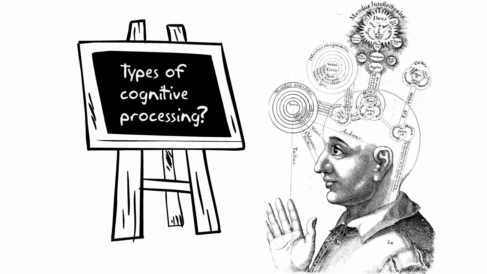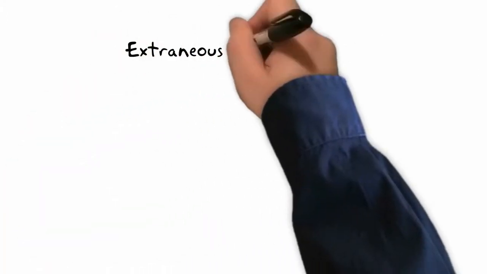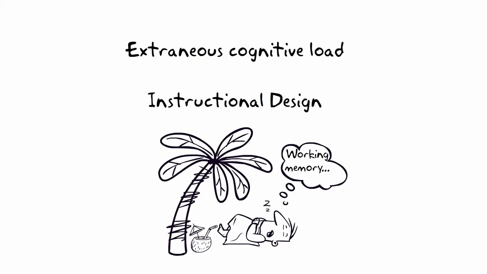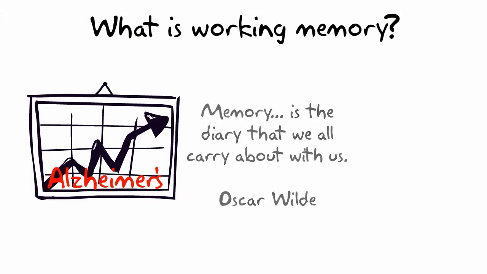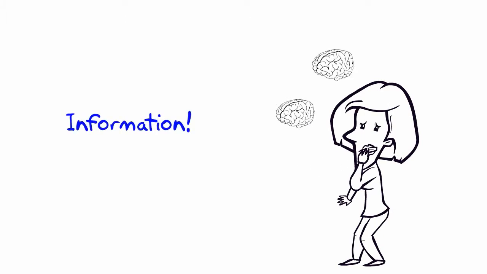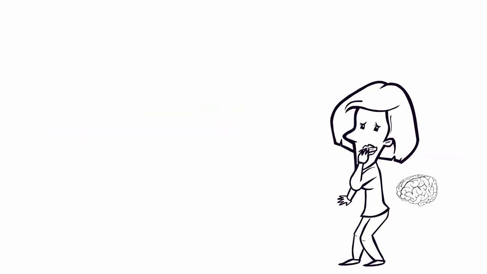So what are the different types of cognitive processing? Extraneous cognitive load refers to instructional design and the manner in which materials are presented. Irrelevant pictures, text, or animations that have no educational value fall under this category. Students' mental processing abilities are stretched beyond their limits.